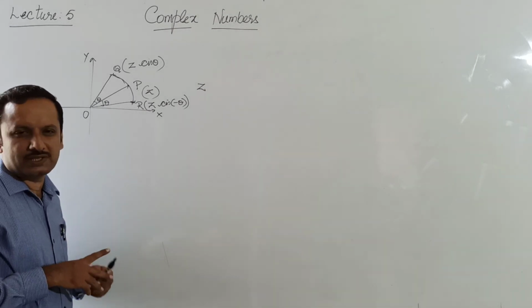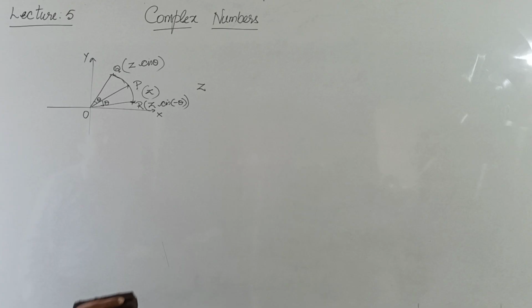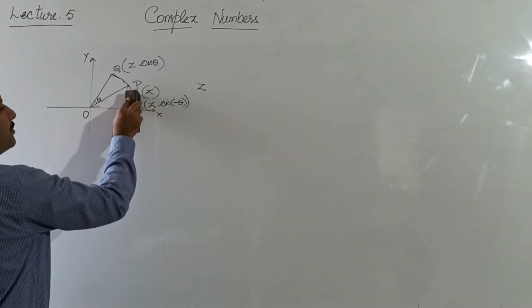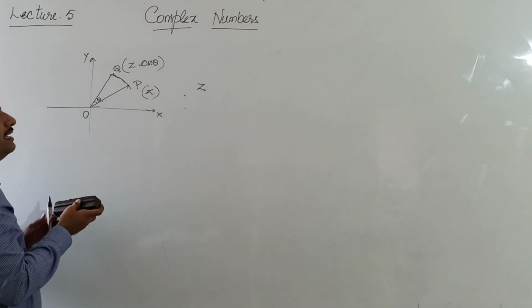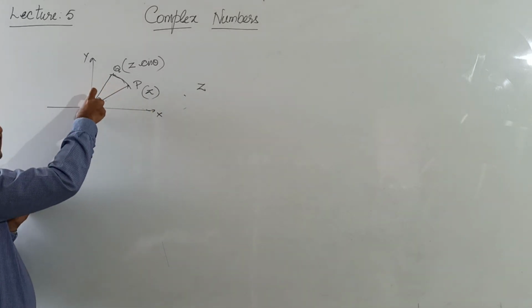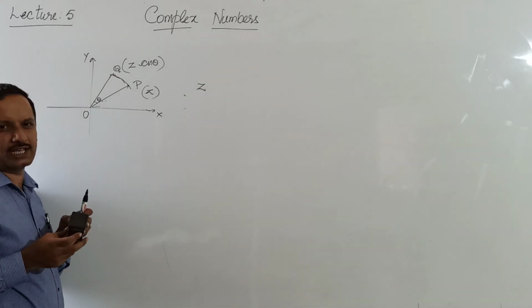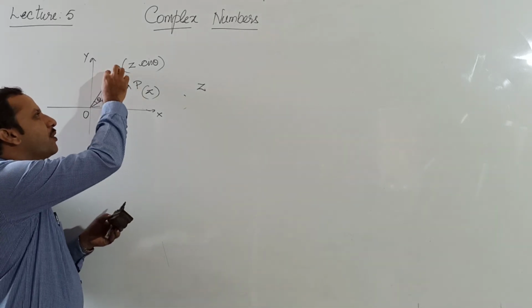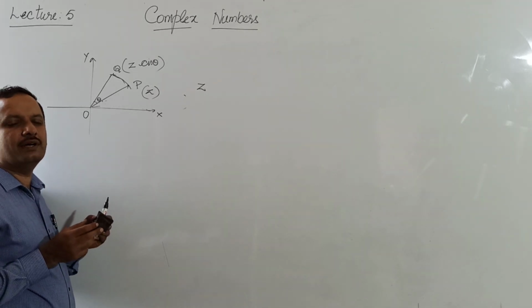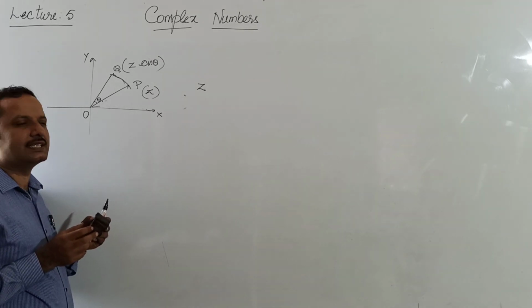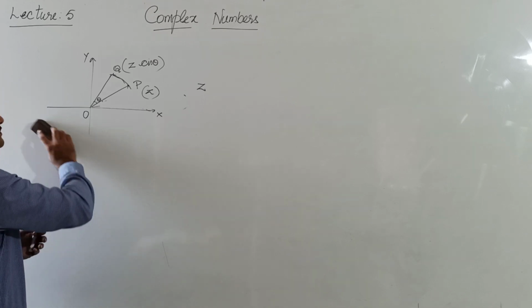Okay, is that clear? Let me explain again. P is a point which represents the complex number z. Then that point P is rotated through an angle theta in the anti-clockwise direction so as to reach the point Q. Then that Q represents the complex number z into cis theta.